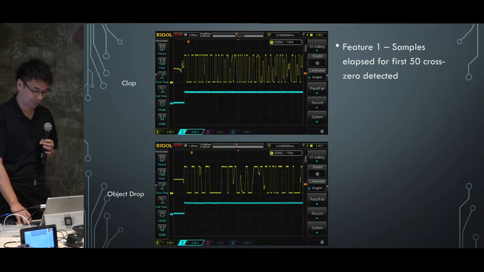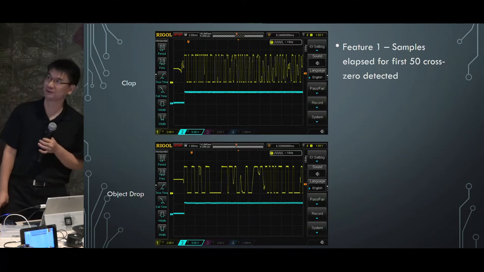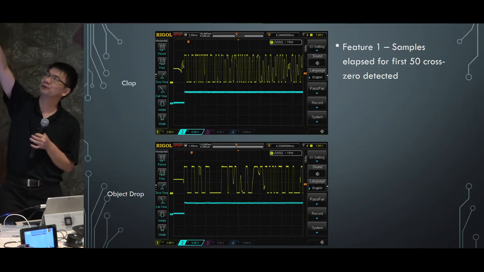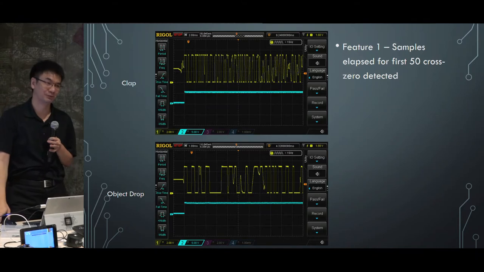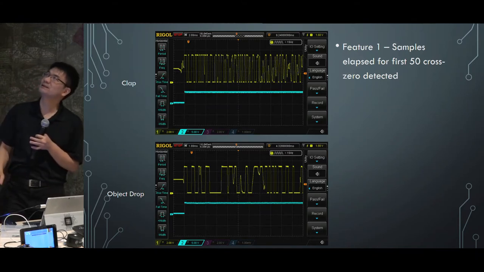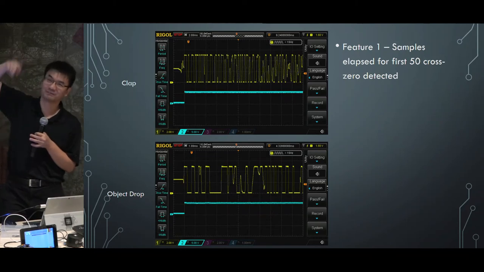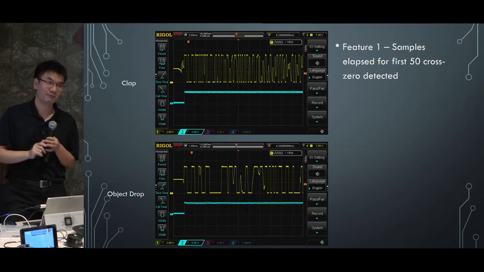So now the question is, which features? I looked into it some more, and these are the features I chose. The first one is the so-called cross zero rate. On the top screen is a clapping sound, and on the bottom is something dropped onto the table. What we can see is that for the clapping sound, in the same period of time, there are a lot of vibrations, whereas other sounds like voices and music have very few.